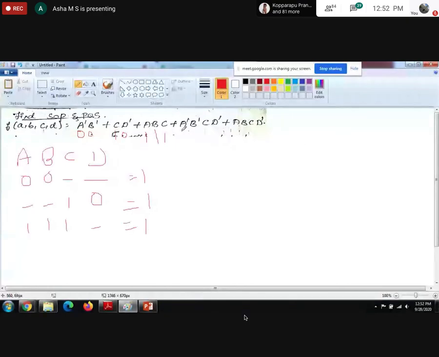A bar, B bar, C, D bar: 0, 0, 1, 0. Wherever you get the combination 0, 0, 1, 0, place 1. Next, A, B, C, D bar: A equal to 1, B equal to 1, C equal to 1, D equal to 0. For this combination, write 1. That's it. Two terms you can write directly. So these three terms you need to find. That's all.